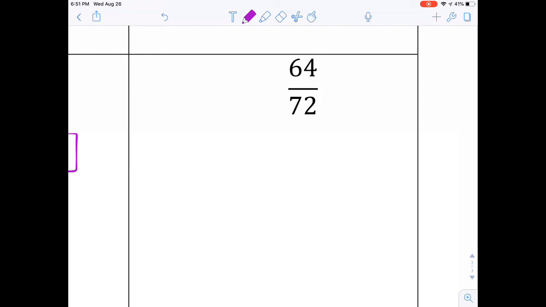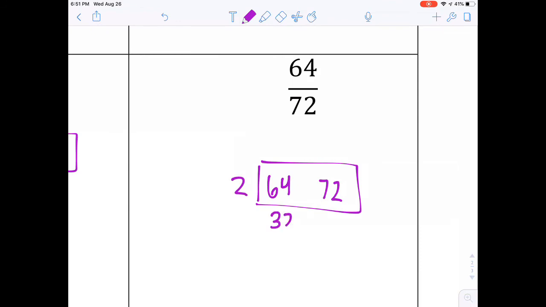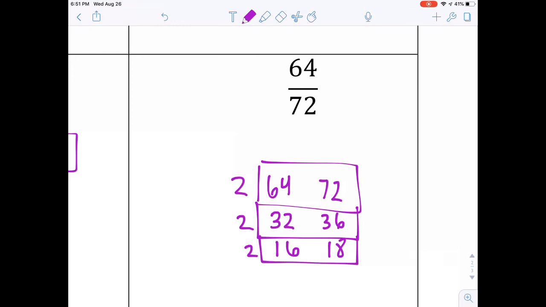On this last problem, we have 64 over 72. You can divide a 2 out of both. 64 divided by 2 is 32, and 72 divided by 2 is 36. You can divide out a 2 again. 32 divided by 2 is 16, and 36 divided by 2 is 18. We end up with 16 divided by 2, which is 8, and 18 divided by 2, which is 9. So our final answer is 8 over 9.